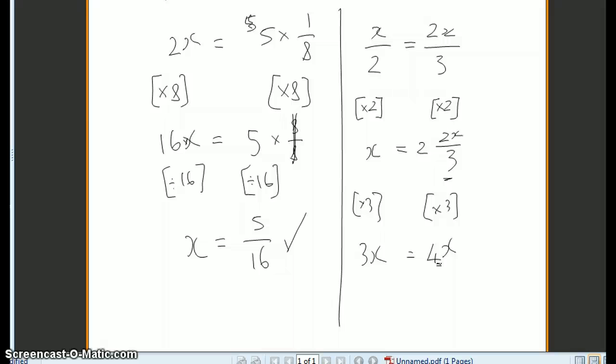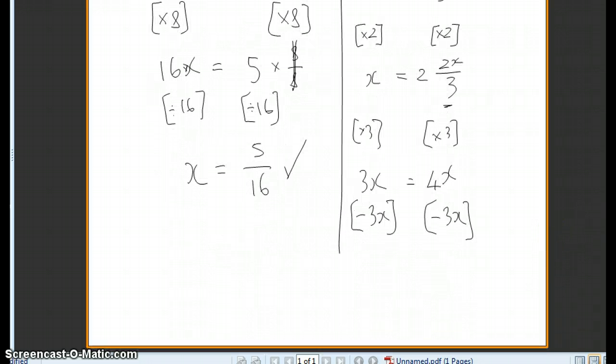But if I didn't see that straight away, remember the principle is to try and collect x's on the same side. There are more on the right hand side, so I'm going to subtract from the left hand side. So I'm subtracting 3x from both sides. What's 3x minus 3x? 0. 4x minus 3x is 1x. And hey, I ended up at the same answer as we thought. X equals 0.